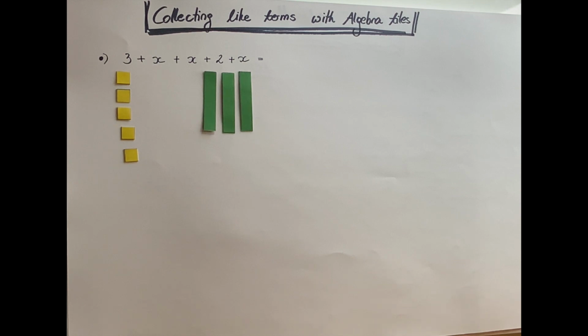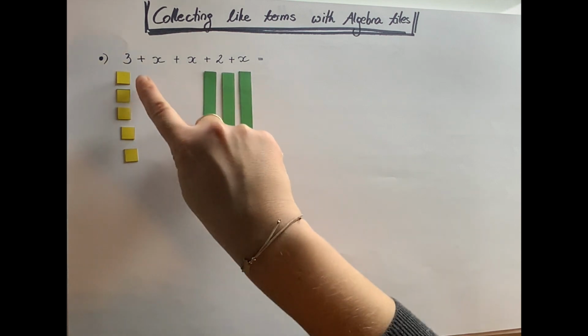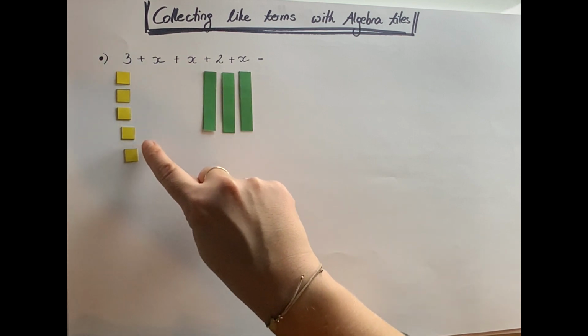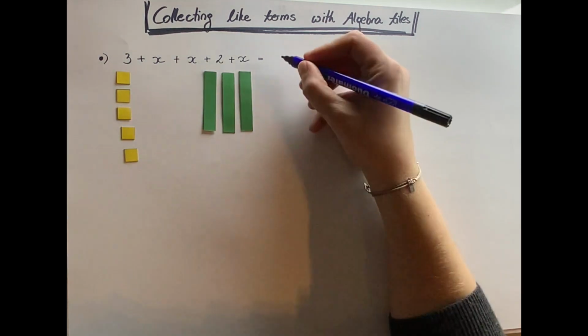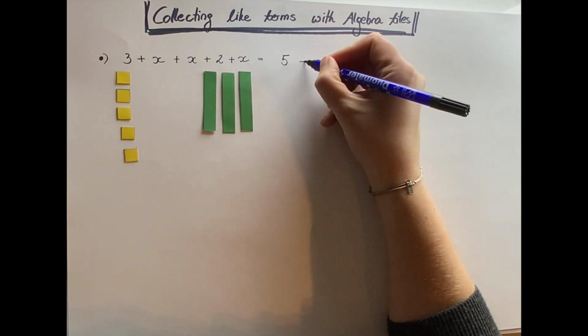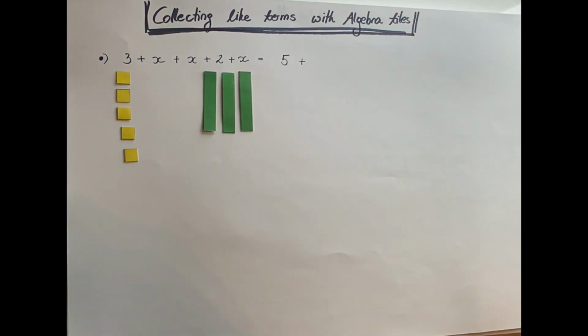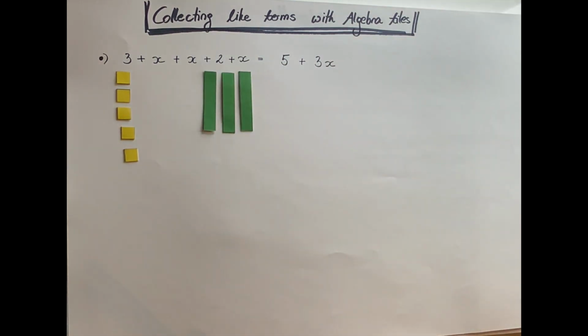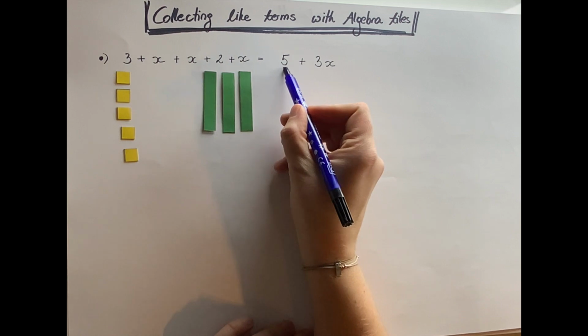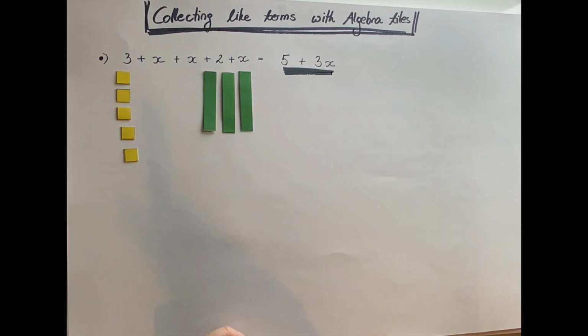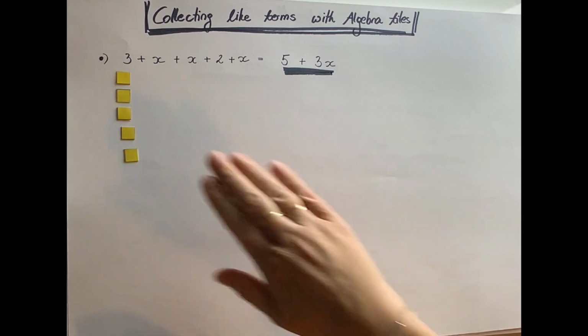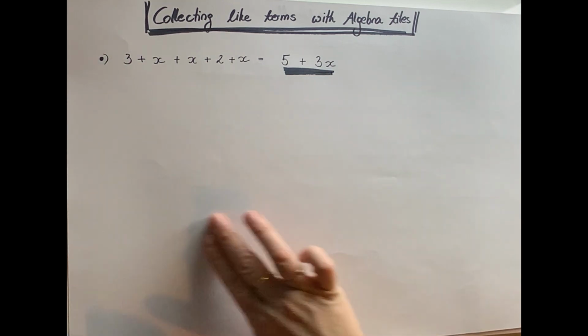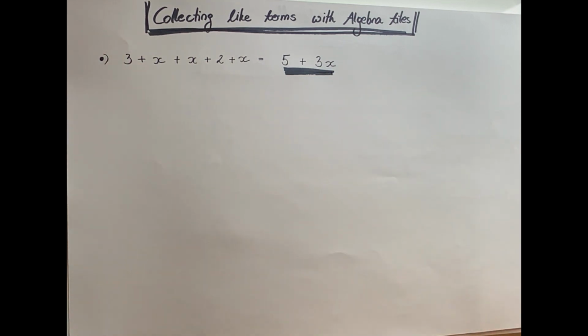So let's count how many of those unit tiles we have. We have 1, 2, 3, 4, 5. So that's 5, plus, and how many of those x tiles do we have? We have 1, 2, 3x. And that's it. That's the solution to that first question. We had to simplify this expression. Next one.